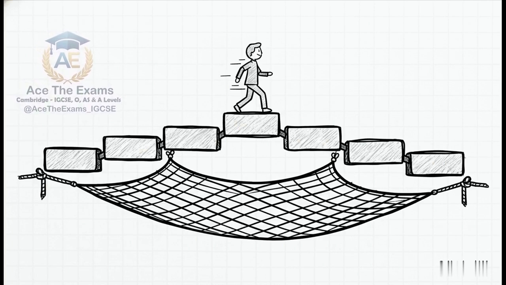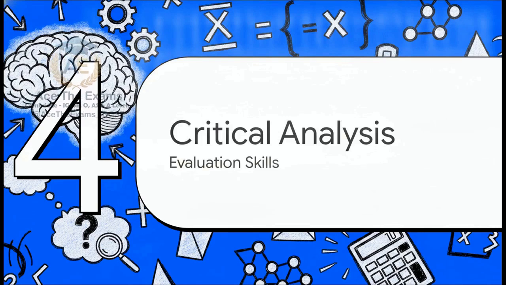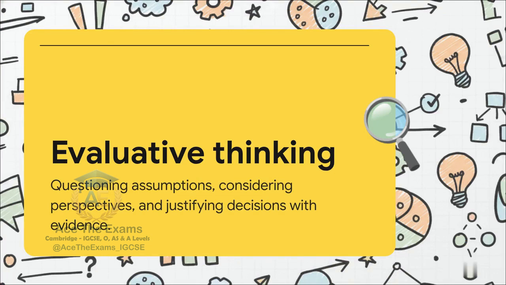This strategy is your lifeblood. Section 4. Critical analysis and evaluation. To hit the top tier, you must demonstrate evaluative thinking. What does that mean in a quantitative math paper? It means questioning assumptions, considering different perspectives, and justifying decisions with hard evidence.